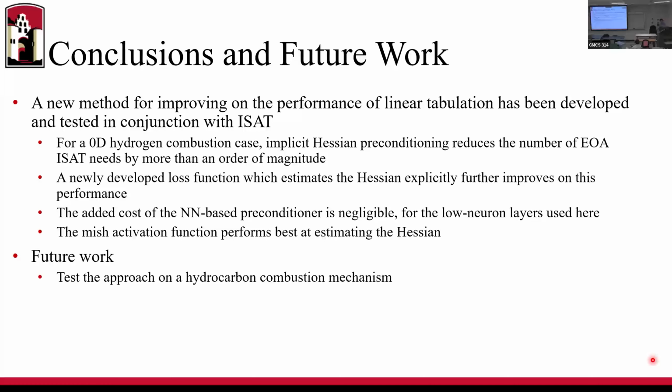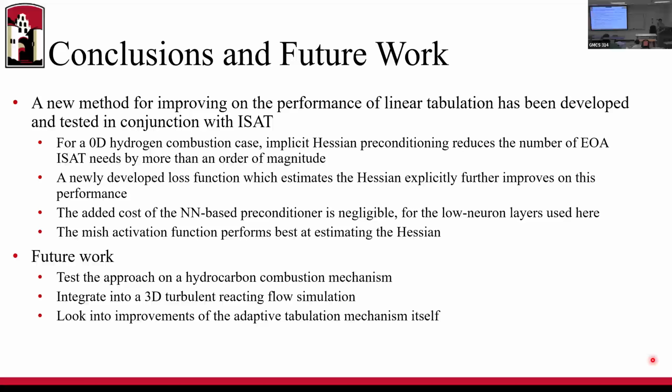So for future work, we'll test this approach with hydrocarbon combustion. We'll integrate it into a 3-dimensional turbulent flow simulation, and we'll look into possible improvements to ISAT itself, because while performing these tests, I noticed that ISAT itself doesn't scale quite as I would expect it to.